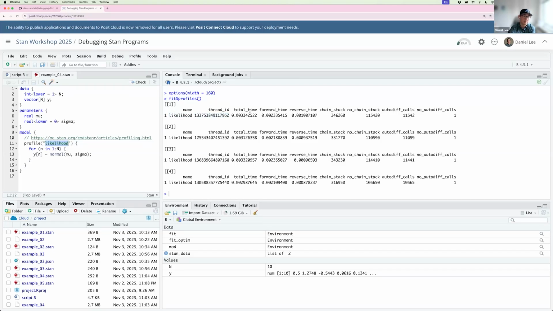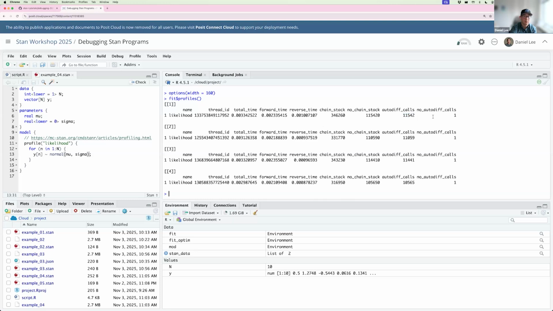Thread ID, we don't have to worry about that. This is the total time that it took. This model is very fast, so it's nothing. There are two different times, forward time and reverse time. The forward time is the time it takes to compute this value, so the target: target plus equals normal LPDF of y given mu, sigma. That's taking this much time. The reverse time is for it to do autodiff, right? And this is the size of the different autodiff stacks and the number of calls.